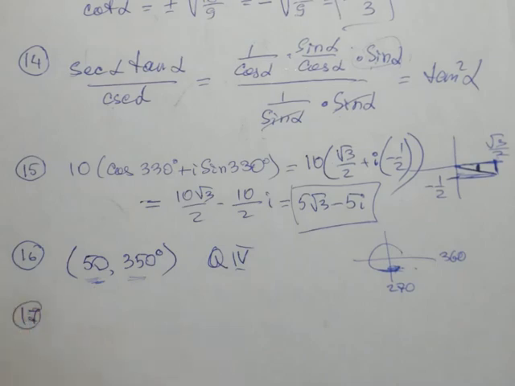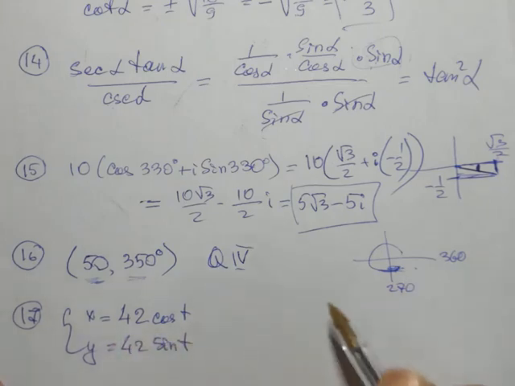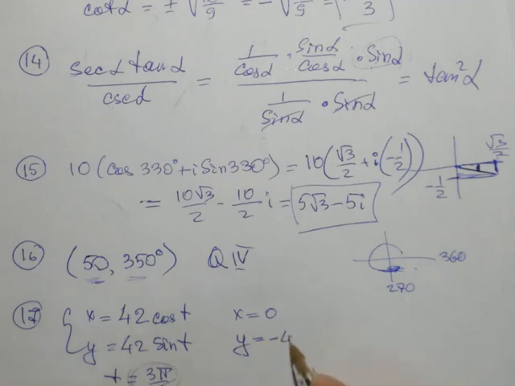And the last problem that I see here, if I'm not wrong with numbers, is x equals 42 cosine t, y equals 42 sine t. And t is 3 pi over 2. Find the ordered pair x, y. So we substitute 3 pi over 2 for t in sine and cosine. Cosine of 3 pi over 2 is 0, so x is 0. Sine is negative 1, so y is negative 42, and the ordered pair is 0, negative 42.